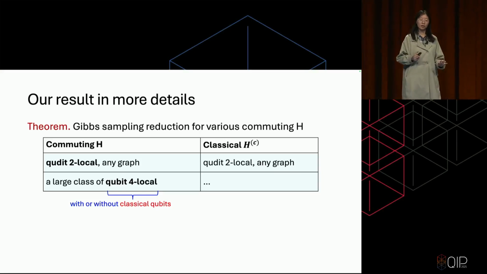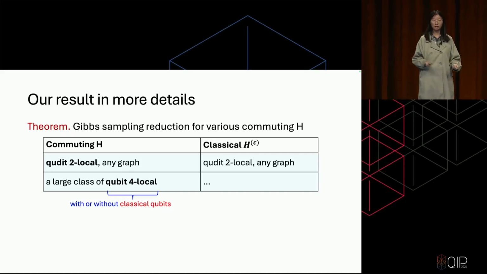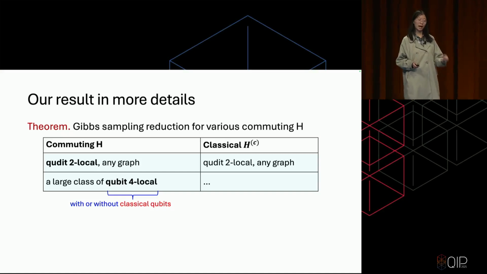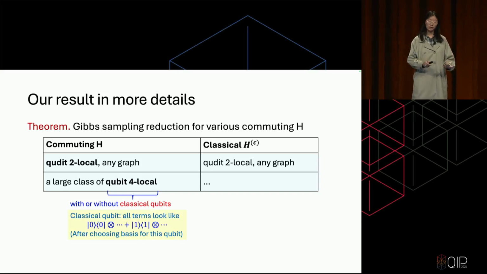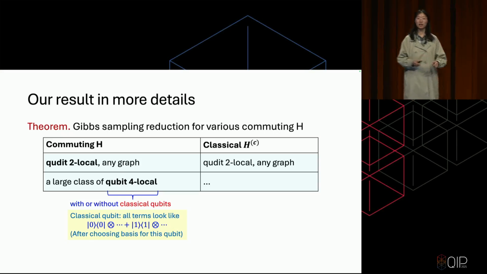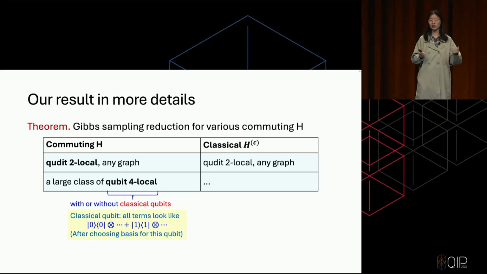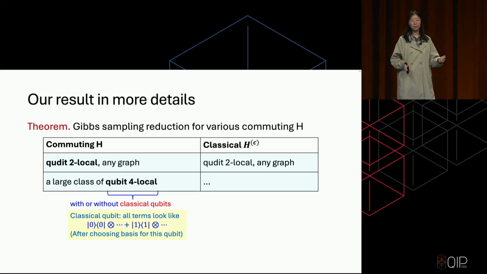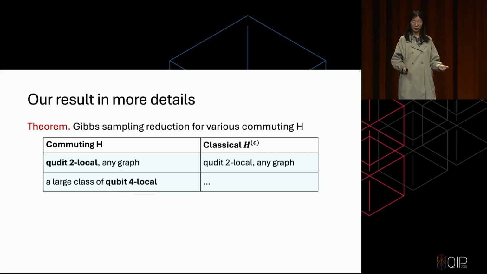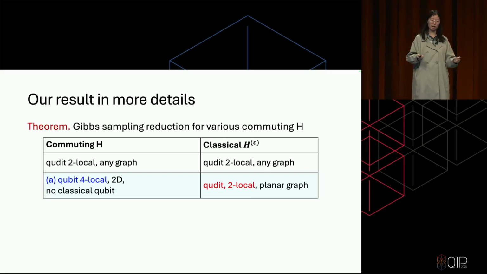The structure of the classical Hamiltonian H_SA will depend on whether the commuting Hamiltonian has classical qubits or not. You may ask, what are classical qubits? They are qubits where all the terms act in a classical way. If it's a bit confusing, just remember them as some special qubits which you can distinguish. Based on whether you have classical qubits or not, we will have different classical Hamiltonians.